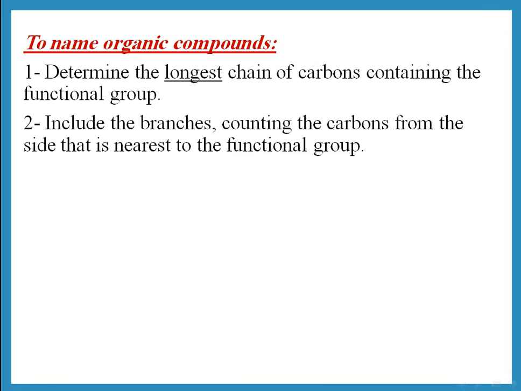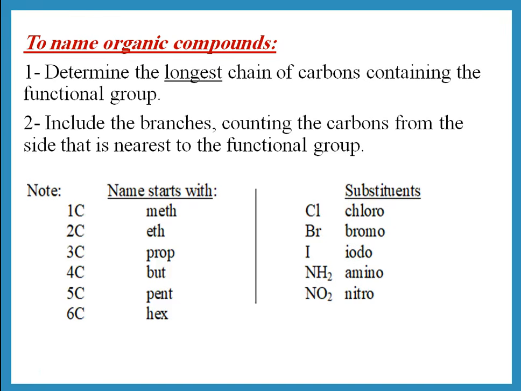So first of all, let's review how we name organic compounds. You should remember from O level that we said anything that has one carbon, its name should start with meth. Two carbons, the name starts with eth, then prop, but, pent, hex, and then the remaining of the name would either be ane or ene, depending on the type of compound or the functional group present.